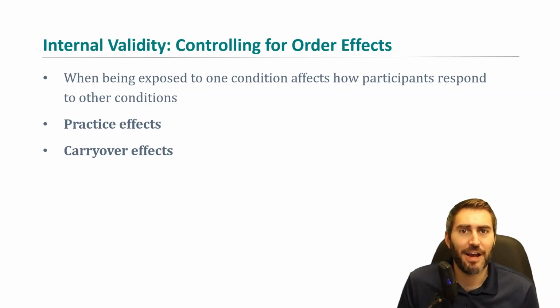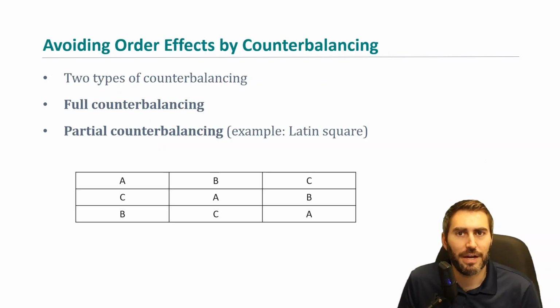If you did a study on caffeine and taste testing, but had the first condition be the caffeinated condition, there would likely be carryover effects on the second non-caffeinated condition, unless there was ample time in between each condition for the caffeine to leave the participant's system. The way we deal with order effects is through counterbalancing, and there are two ways to do it: full or partial.